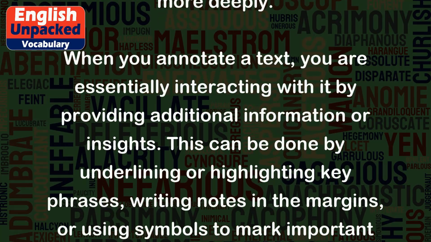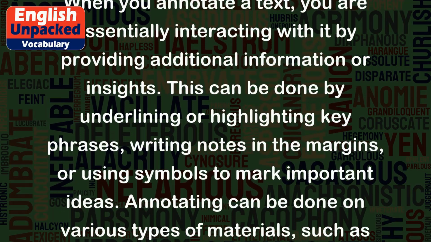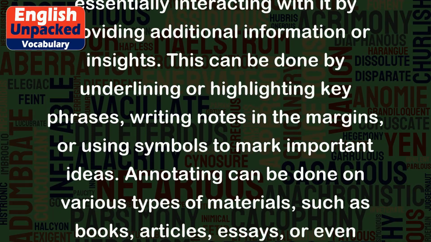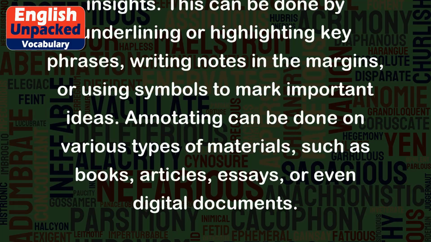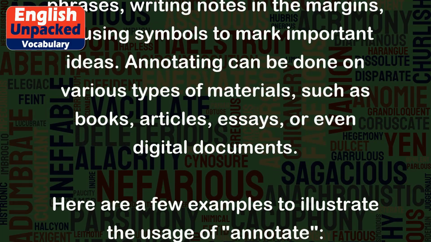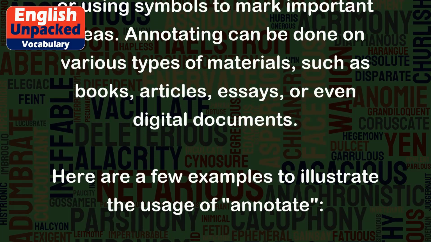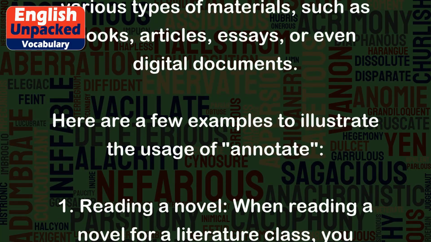This can be done by underlining or highlighting key phrases, writing notes in the margins, or using symbols to mark important ideas. Annotating can be done on various types of materials, such as books, articles, essays, or even digital documents. Here are a few examples to illustrate the usage of annotate.